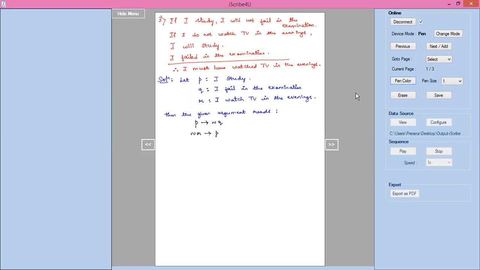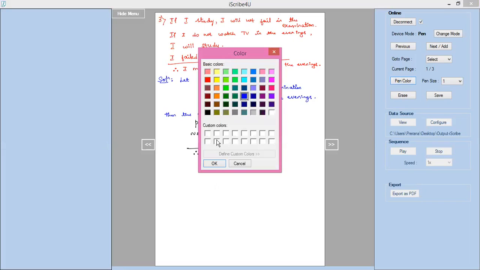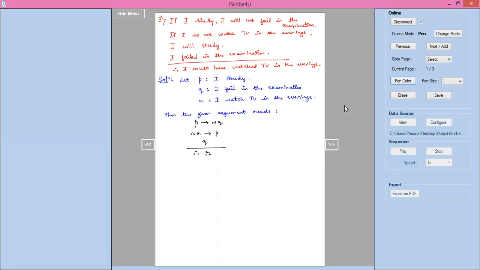is the second statement. Third one, I failed in the examination is nothing but Q. And the conclusion is given as, I must have watched TV in the evenings. Watching TV in the evenings is R. So the conclusion should be R. So let us take AND between these premises and try to arrive at R. If we arrive at R, then it is a valid argument. Otherwise, it is an invalid argument.